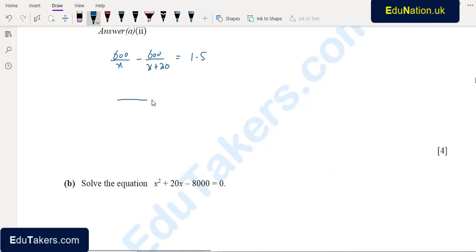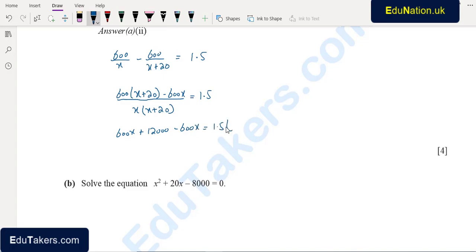Taking LCM on this side, it will be x into x plus 20. Here it will be 600 into x plus 20 minus 600x is equal to 1.5. Now 600x plus 12,000 minus 600x is equal to 1.5 into x square plus 20x. Now this will be cancelled.